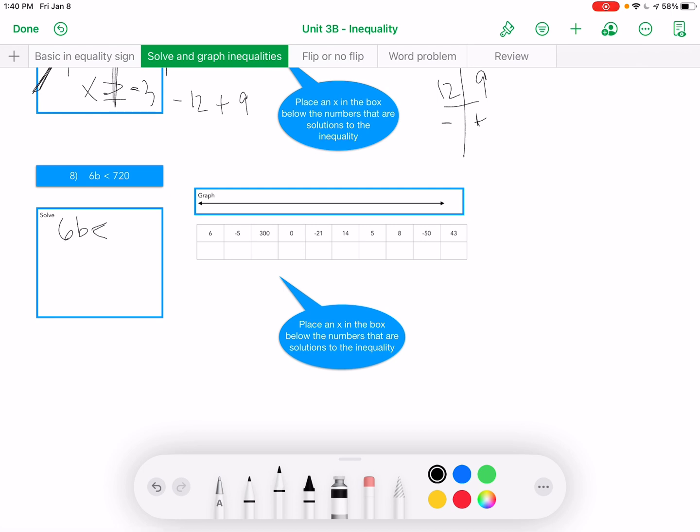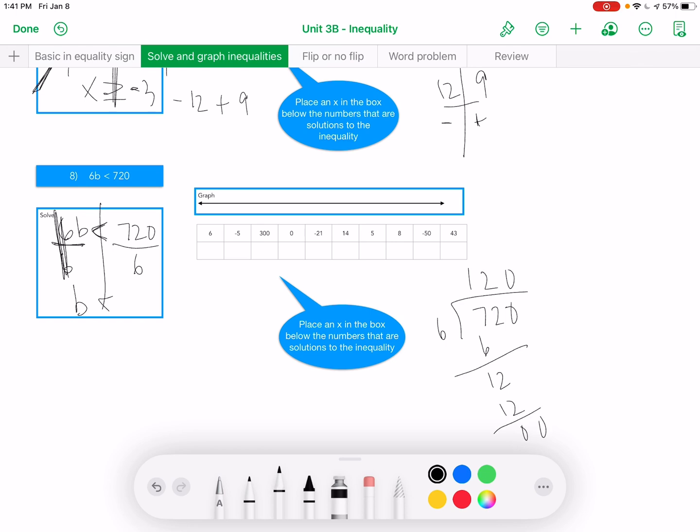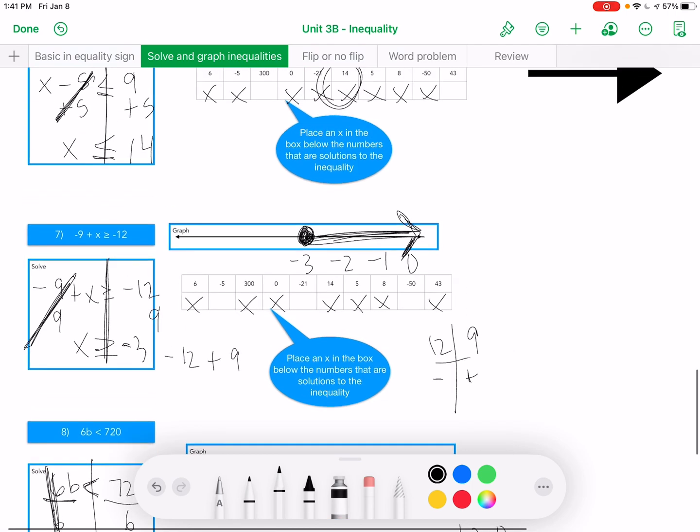6b is less than 720. Draw your line. 6 next to the b is multiplying, so you're going to divide both sides by 6. 6 divided by 6 cancels out to 1. B is less than 720 divided by 6, which would be 120. So b is less than 120. It's not equal to. Just checking to make sure.